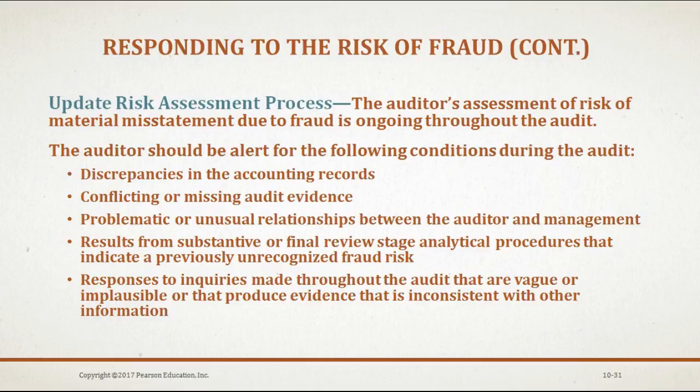The auditor's assessment of risk of material misstatement due to fraud is ongoing throughout the audit. The auditor should be alert for discrepancies in the accounting records, conflicting or missing audit evidence, problematic or unusual relationships between the auditor and management, the results from substantive or final review stage analytical procedures that indicate a previously unrecognized fraud risk, and lastly, responses to inquiries made throughout the audit that are vague or implausible or that produce evidence that is inconsistent with other information.